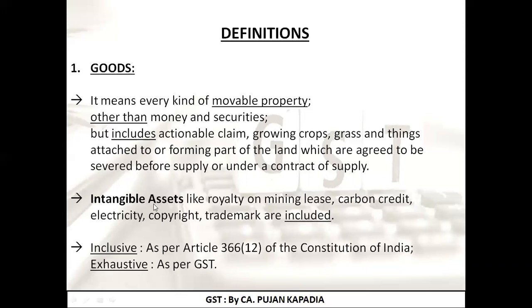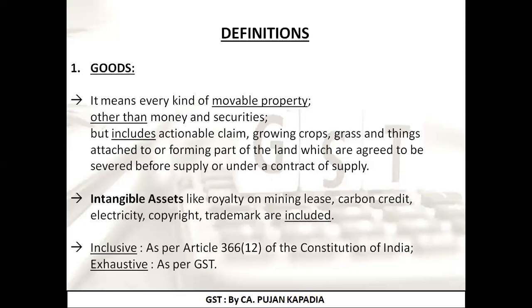Second point is intangible assets. I hope you are aware, you had studied in accounts what are intangible assets, like royalty on mining lease, carbon credit, electricity, copyright, trademark. All these things are also included in the definition of goods. Now basically these things you cannot say they are movable, fine, but they are still the part of the definition of goods as per GST. Royalty on mining leases, basically you have provided your land on which mining activities are being undertaken. Now whatsoever minerals are being mined, you are going to get a particular percentage of that.